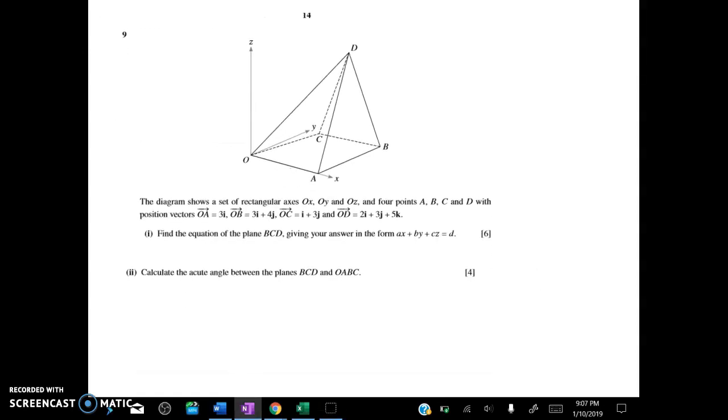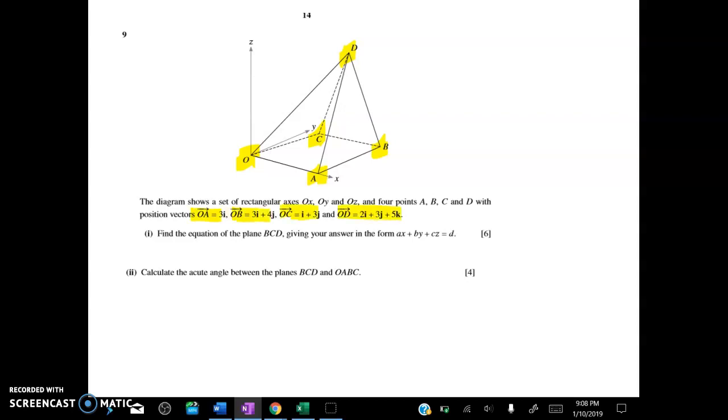It's one of these ones that when you first see it, most of you probably think, ooh, yuck, it's some 3D picture thing, but that actually really helps us here. We've got a set of axes with the origin here. We've got 4 points. We've got A, B and C that are sitting in the XY plane, and then we've got point D up here. So it's basically a kind of pyramid thing. We're given position vectors. We've got OA, OB and OC, and then OD.